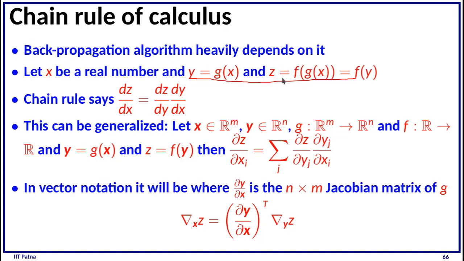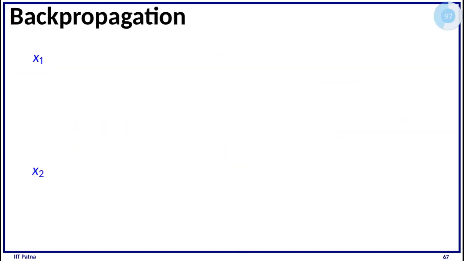So if I need to determine the derivative of z with respect to x, then I can apply this chain rule. And if I have more than one variable, then I have to take the partial derivative and I need to have the Jacobian stuff. So this is with a vector notation. So let us look at the basic idea of backpropagation.